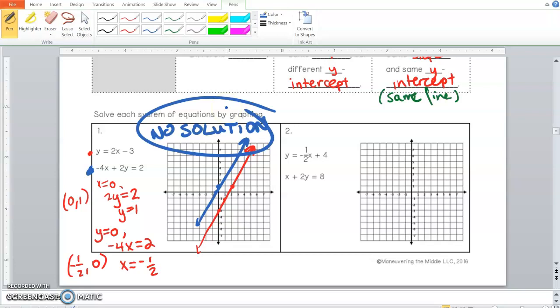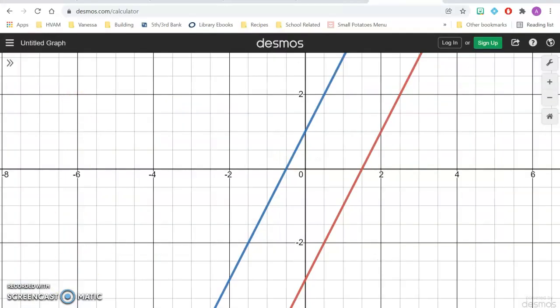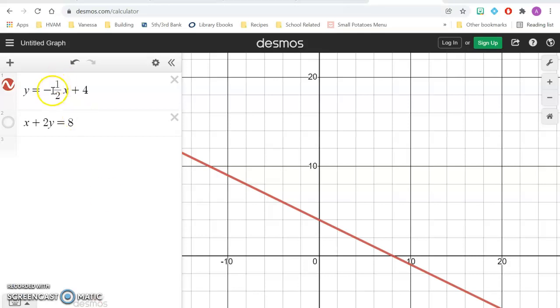Number 2, let's take a look at just using Desmos. Y equals negative 1/2 x plus 4. So our two equations were y equals negative 1/2 x plus 4, and then x plus 2y equals 8. And look what happens when I click this circle here to turn on my second line. It basically looks like it's flashing. That tells me that these two lines are the exact same line.